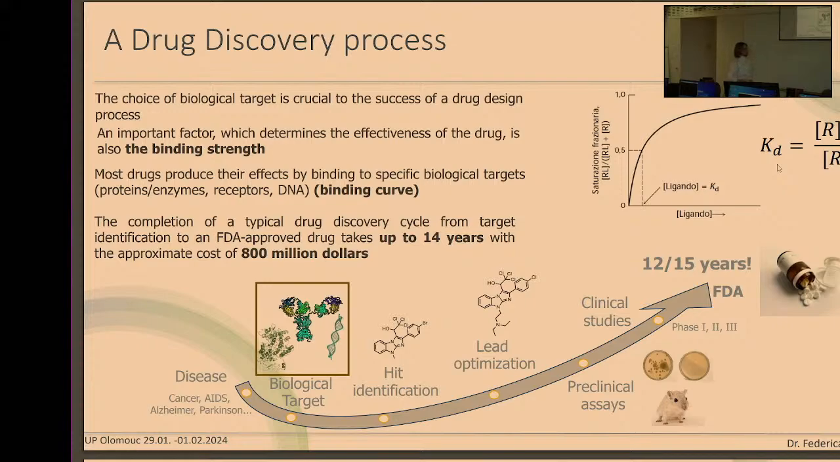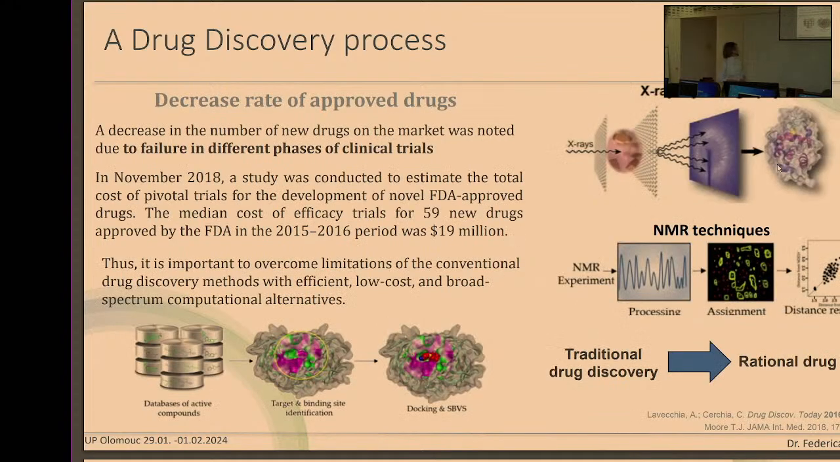This is the most difficult phase, as I said before, because it is possible that our molecule has a good activity, but it also has a strong collateral effect or high toxicity, so it fails. For this reason, we can use a drug design approach and computational alternatives in order to overcome the limitations of the drug discovery process.